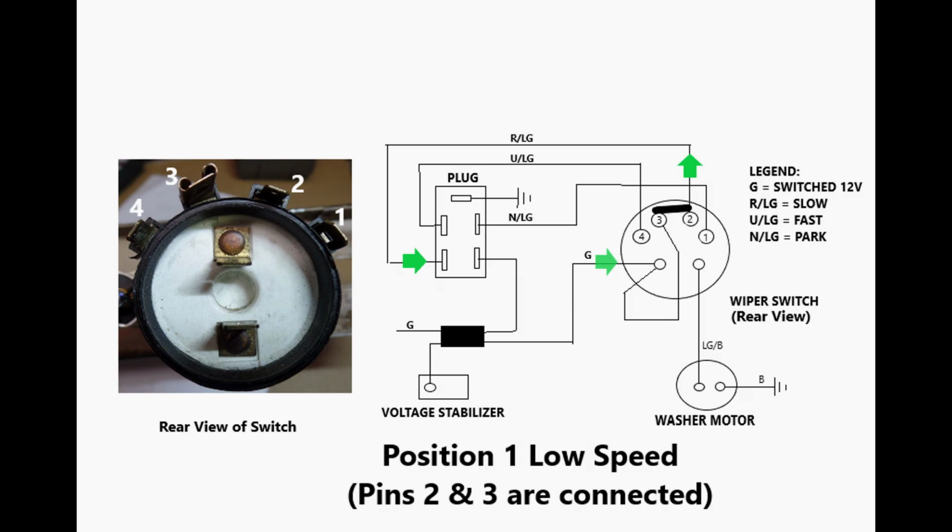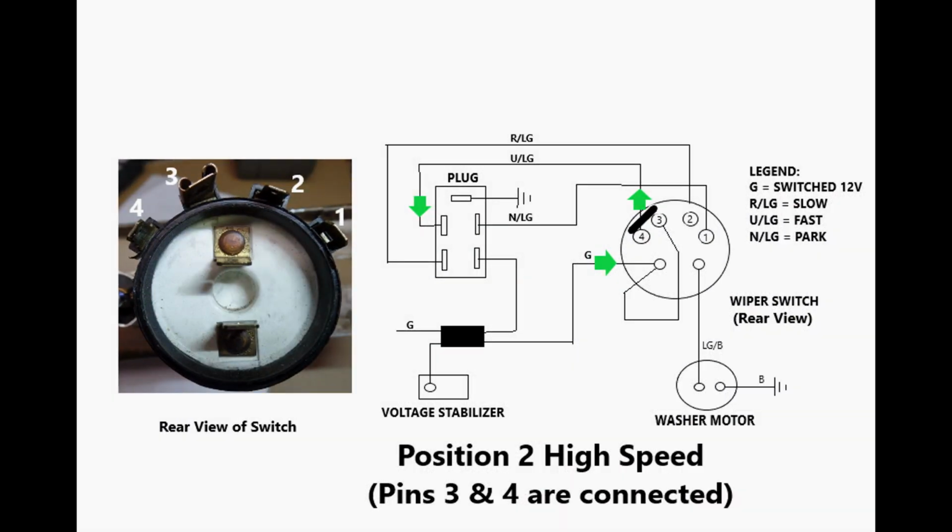Okay, so the second sheet is position 1, which is the low speed position, and you'll notice the black line representing the contact in the switch is now moved to pins 2 and 3, which will fire the motor. If you follow the green arrows, you'll see the switch 12 volts coming in, goes through contact 3 over to pin 2 on the switch, and then goes over to the correct pin on the plug for the low speed position. So that's pretty much it for position 1, which is the low speed.